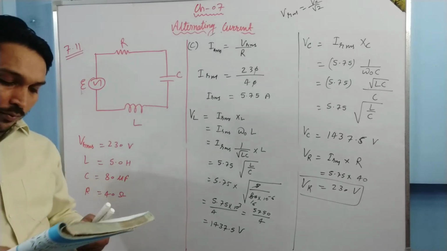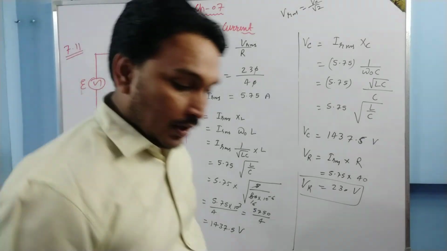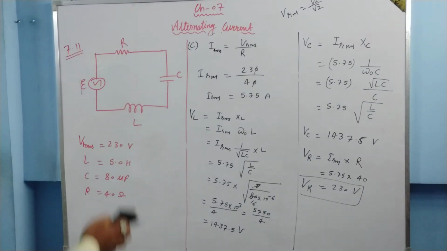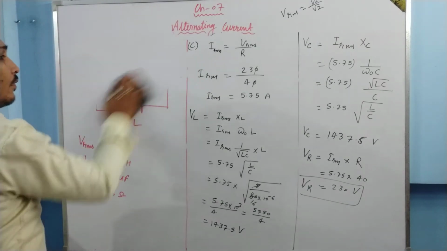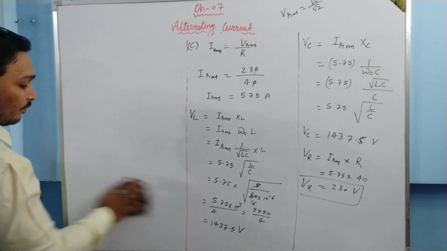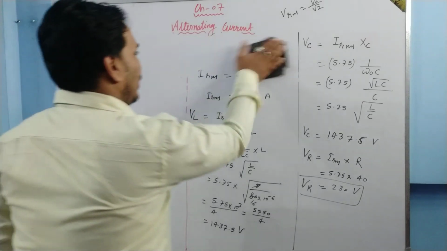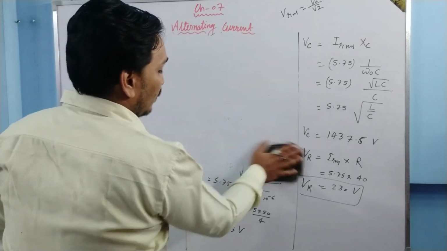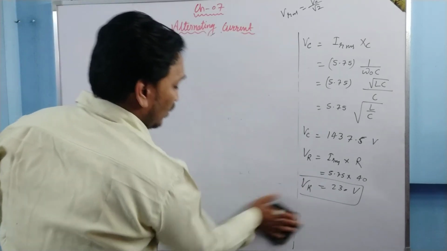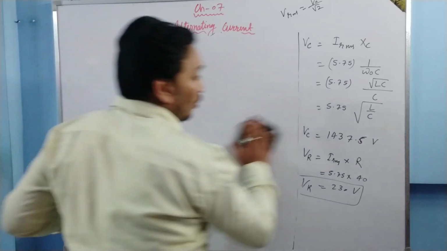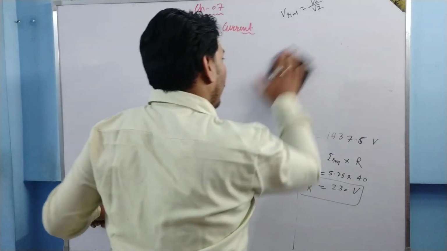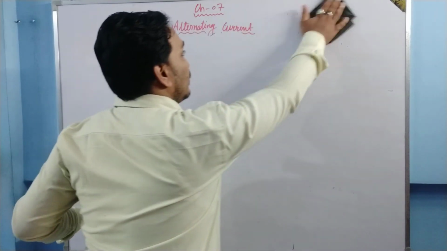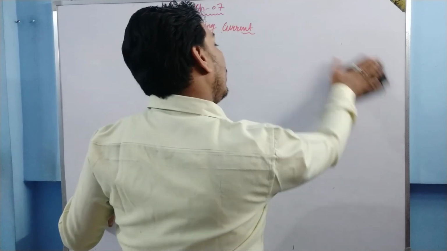Now I'm going to a very important question, and that question is 7.25. It is going to be the second last question. All the questions of alternating current are not that difficult, as they were in chapter number 1 and chapter number 2. In this chapter, questions are not that difficult. You only need to know the formula. If you know the formula, then just put the values and get the result. There are no more conceptual things.